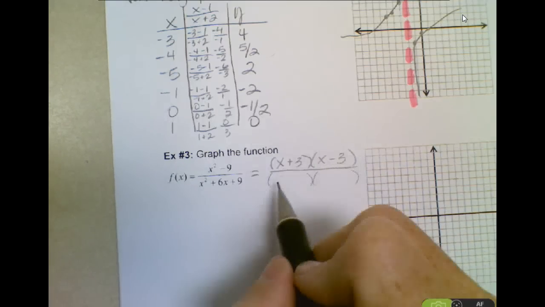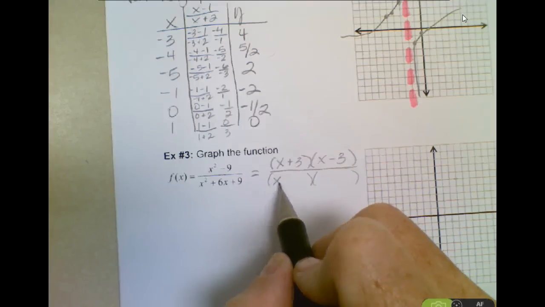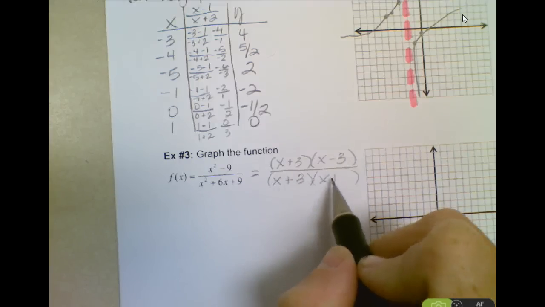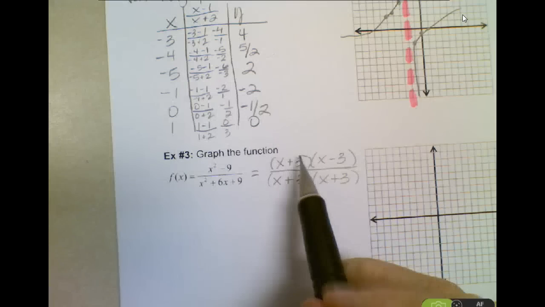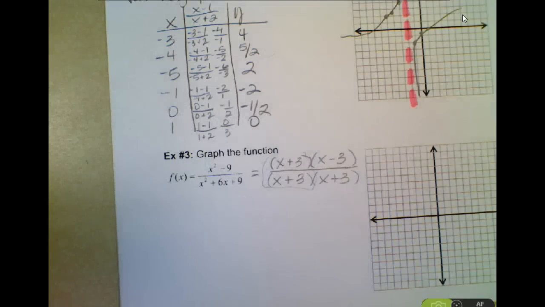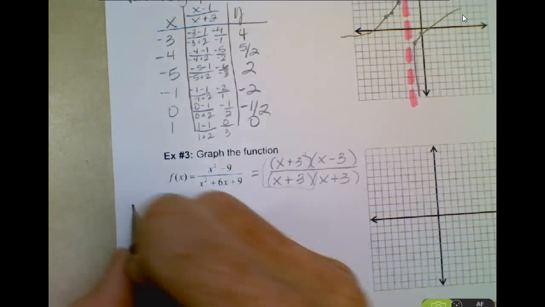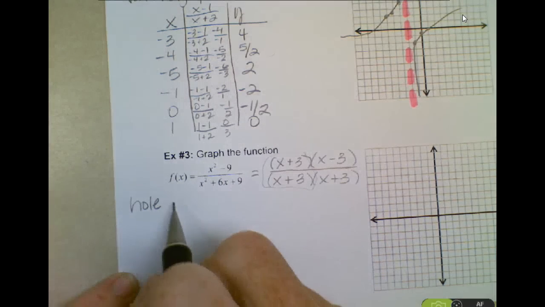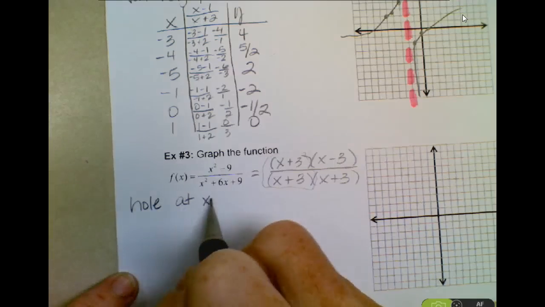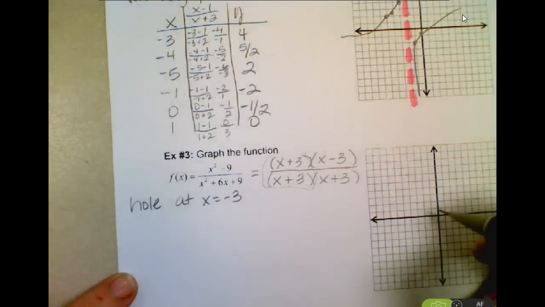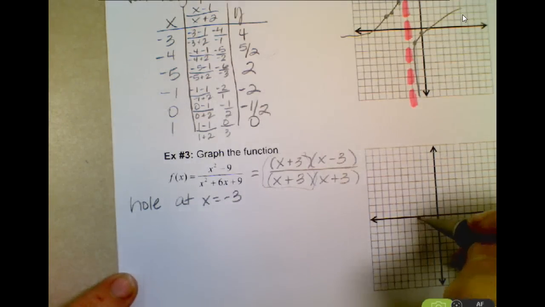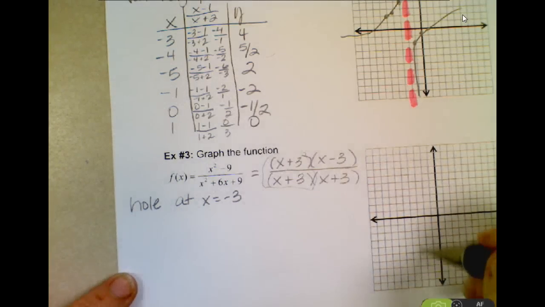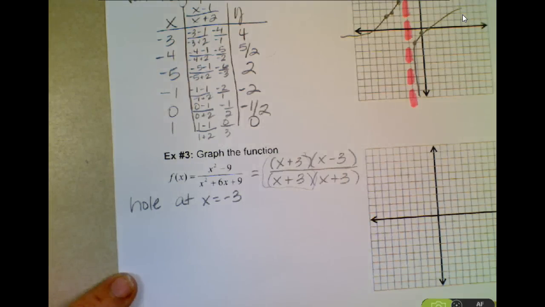X squared plus 6x plus 9 is a perfect square trinomial, which factors out to x plus 3 and x plus 3. Now I've got a factor that cancels. So I do have a hole, or a point of discontinuity, at x equals negative 3, which means wherever my function crosses this line here at negative 3 is where I'm going to have a hole in that graph.